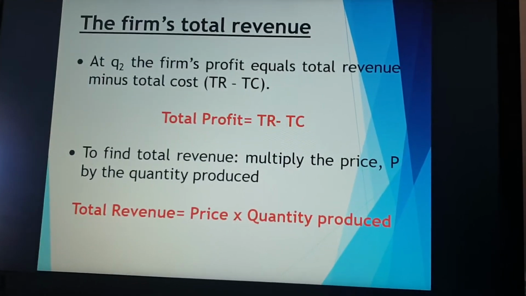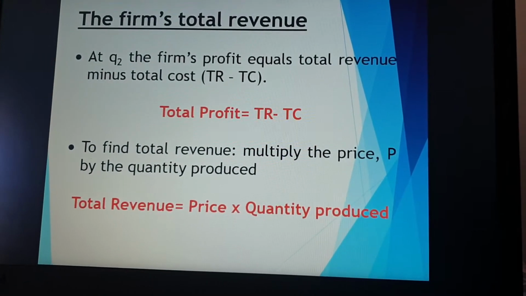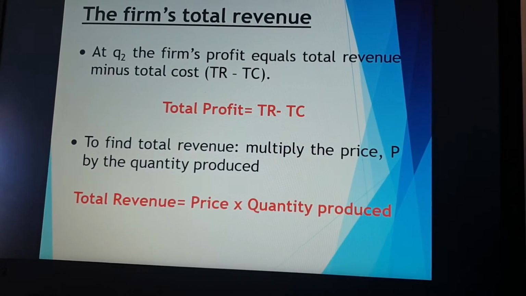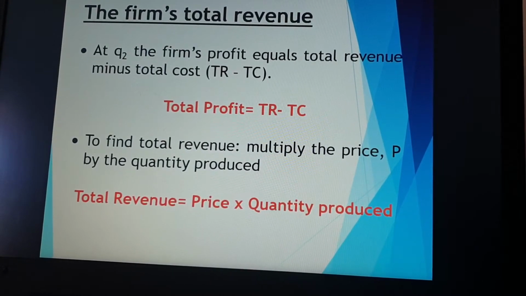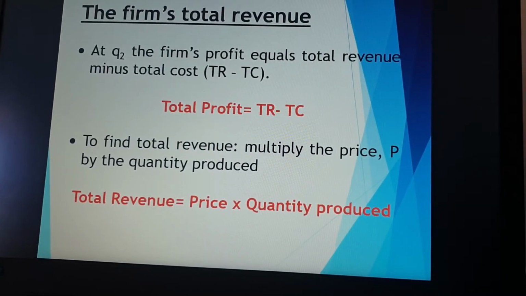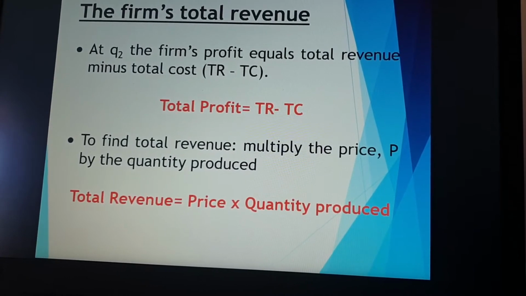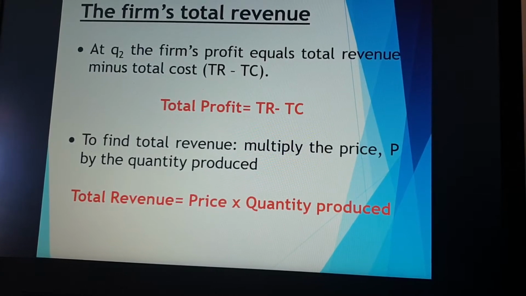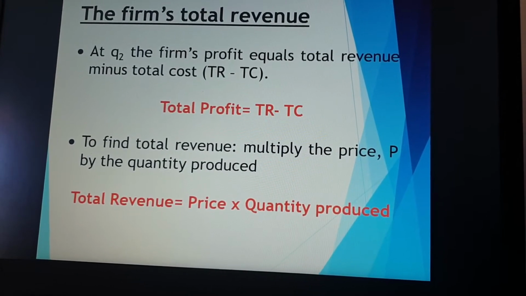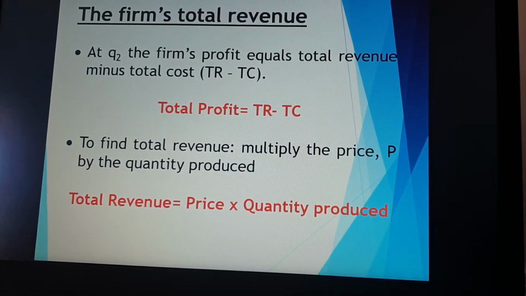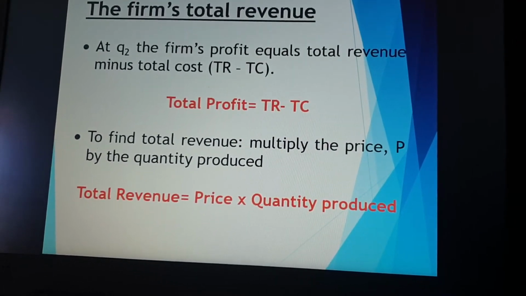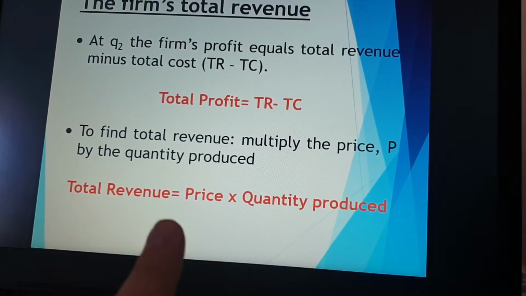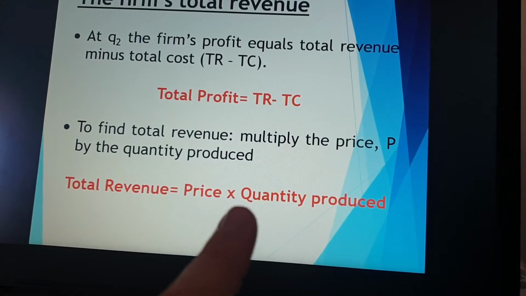The firm's total revenue. At Q2, the firm's profit equals total revenue minus total cost. So in other words, TR minus TC. So TR is total revenue, TC is total cost. Okay, how do we calculate profit? Profit or loss is calculated by the difference between total revenue minus total cost. To find total revenue, multiply the price P, this is now on your graph, P by the quantity produced. So total revenue is equal to price P times quantity produced.